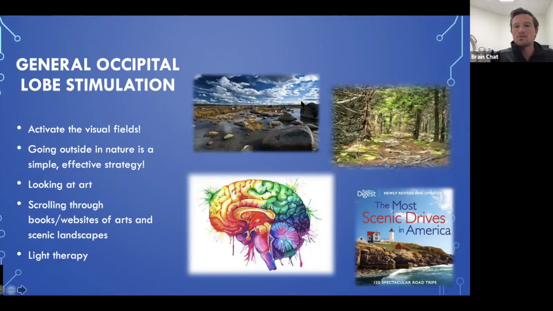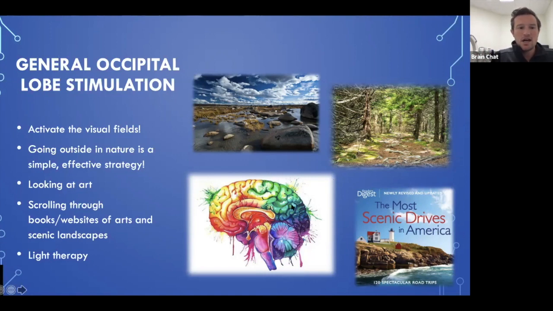And the reason I say that is because there's different details, different colors, different 3D patterns that your brain's picking up when you're out there walking, as opposed to sitting at a desk looking at a computer screen all day. So it sounds so simple and easy, but sometimes it's simple things that are the most effective.